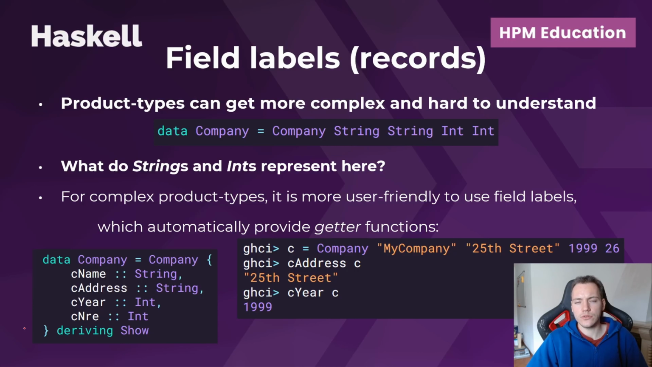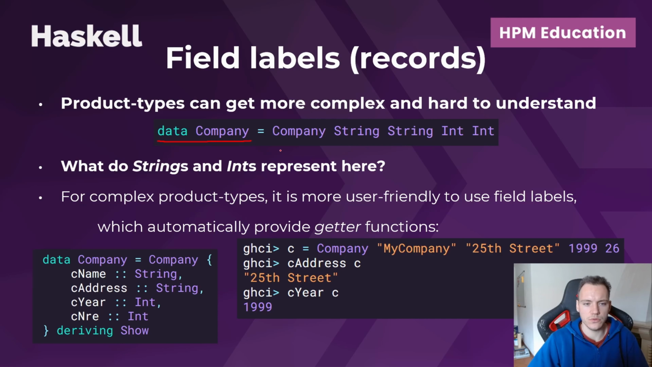Product types can also get more complex as they start to have more fields, and just writing the fields out in their respective types does not give enough information to be understandable to someone reading the code, right? So for example, here we have a declaration of a type for a company, right?